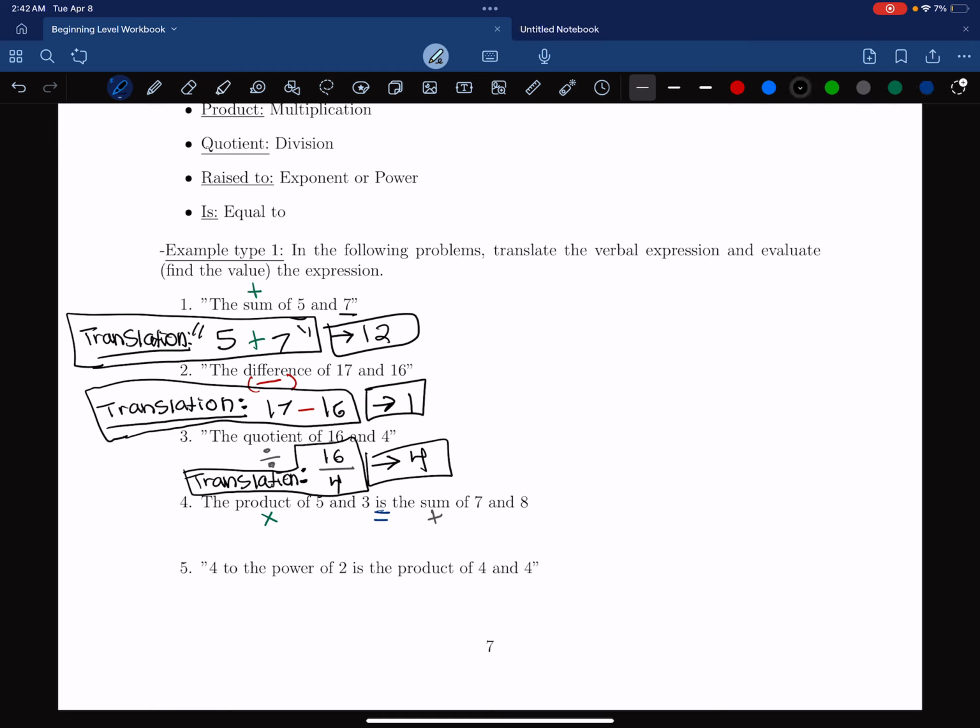So let's translate this. We have the product of 5 and 3. So we're going to do 5 times 3. And then we have is here, which means equals the sum of 7 and 8, sorry. So we have 7, and we're going to add that to 8. And that is our translation.